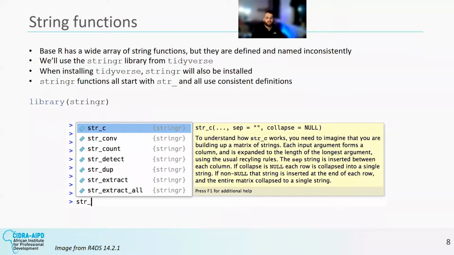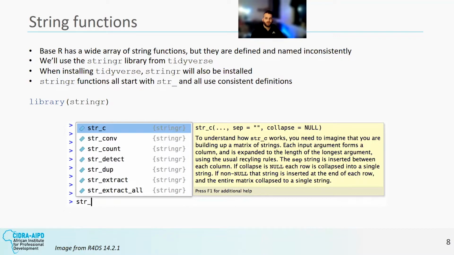So that's the basics for how strings are defined and printed in R. And now we'll start to get into some string functions. So base R has a very wide array of string functions that are very useful and powerful, but there's not really much consistency in how they're defined or named. So it can make remembering and using different functions a little messy.